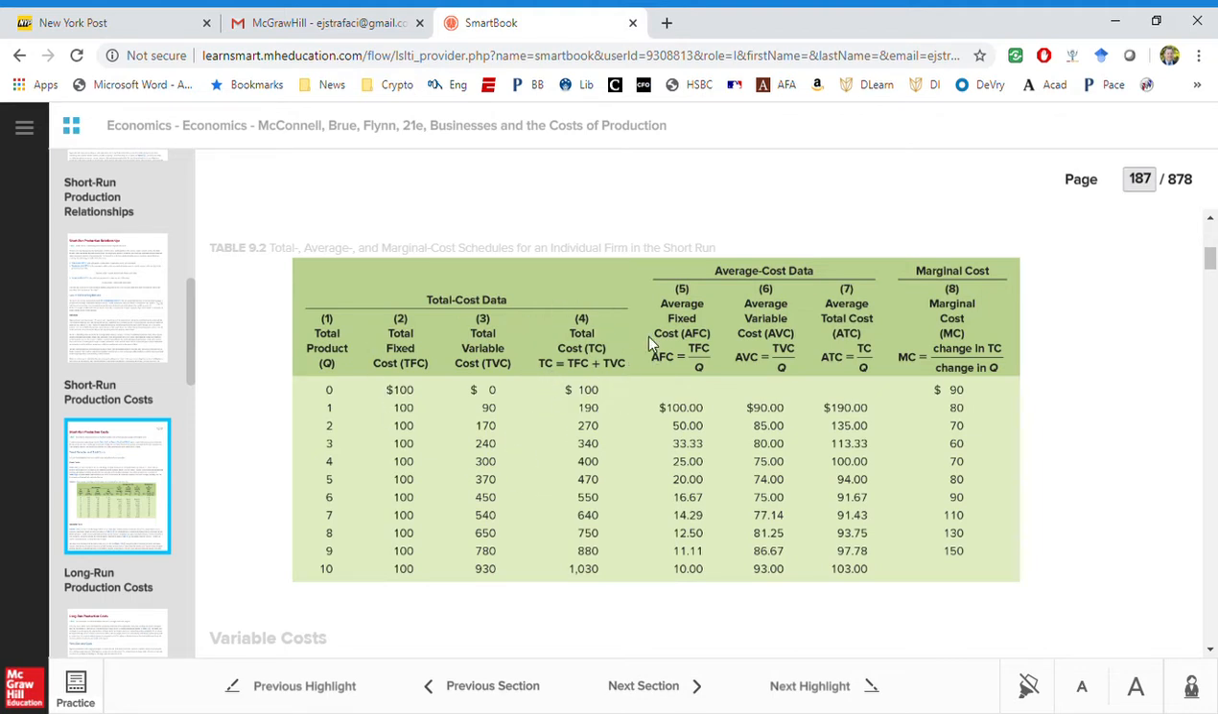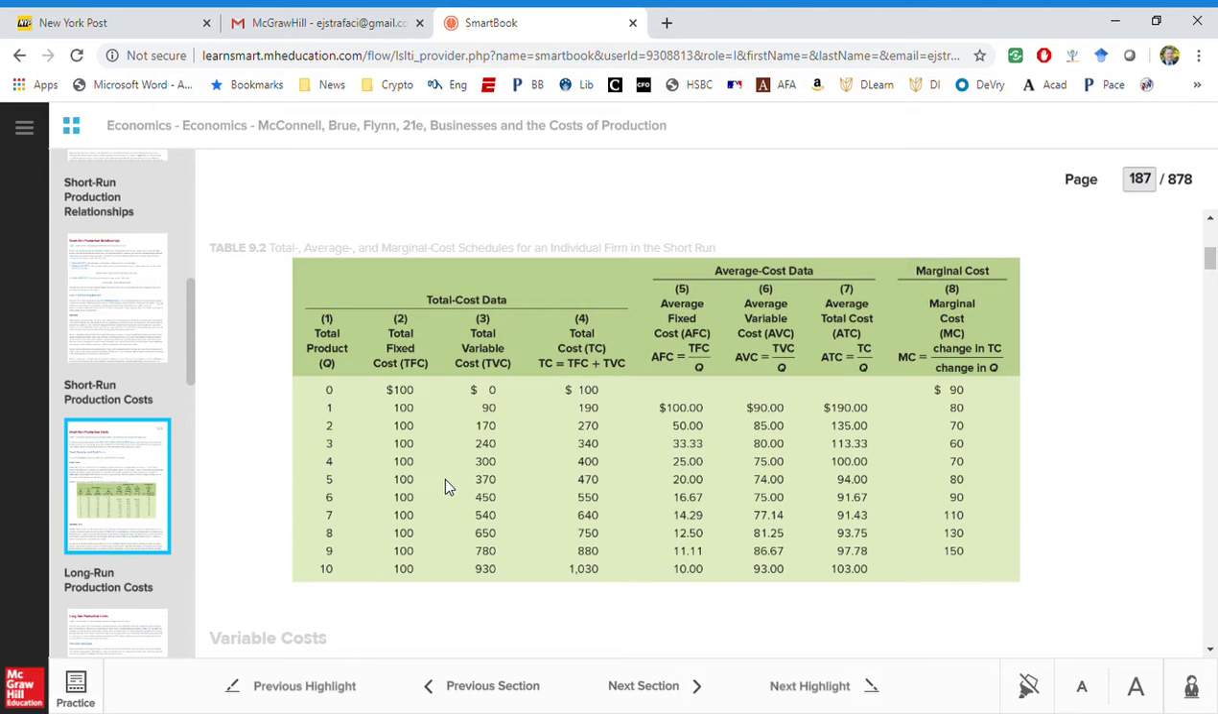And here is the equation. Fixed plus variable equals total. You remember that from our last video. So 190 minus 100 is 90. For instance, 340 minus 100 is 240. Now you can solve for the variable cost because now you know the fixed cost. And you know the basic equation that fixed plus variable cost equal total costs.